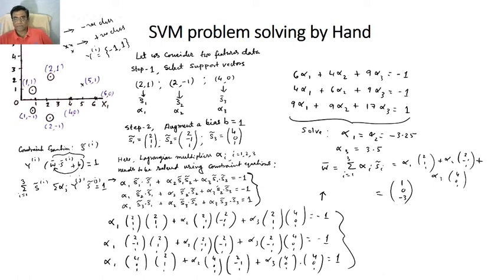So you have got the optimal value. W, and within W0 or B you also got minus 3. So this is W1, W2, everything you got. So what is the decision boundary?